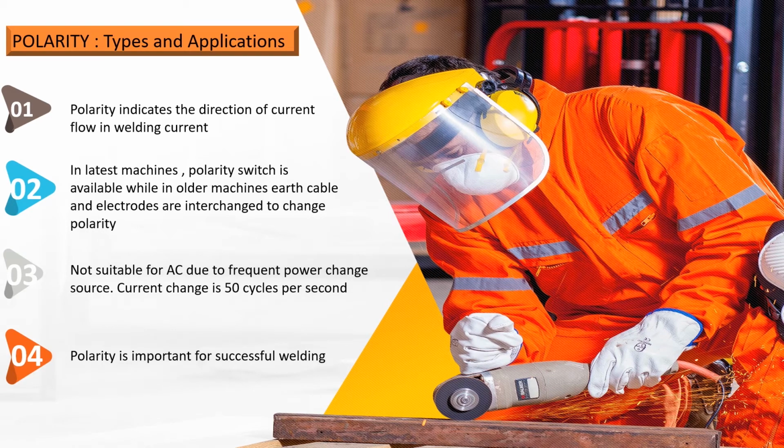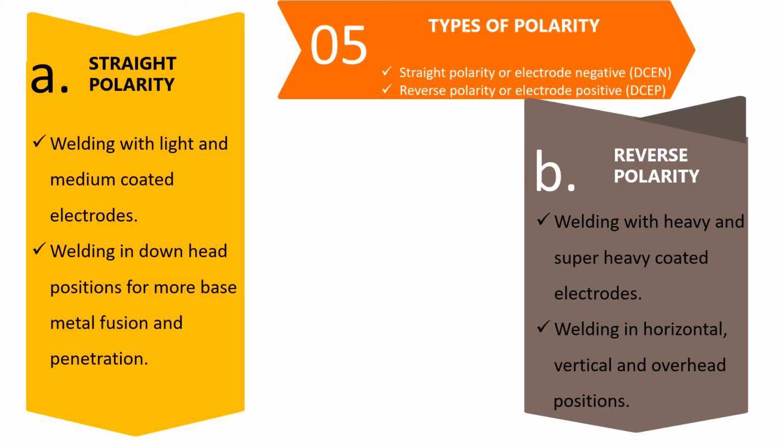Fourth, polarity is important for successful welding. There are two types of polarity, straight polarity and reverse polarity. Straight polarity is also known as direct current straight polarity or DCSP. Reverse polarity is also known as direct current reverse polarity or DCRP.